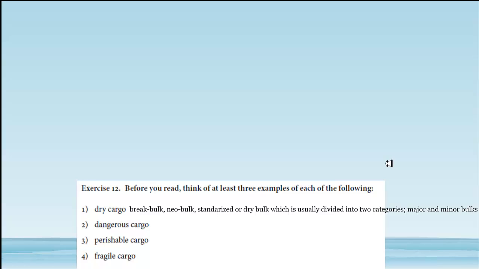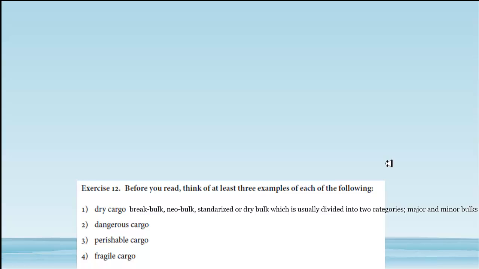One more time, break bulk is when it comes in a container, like a box, or a crate, or a coil, and neo bulk is when it can roll on or roll off a ship, or lift it on and lift it off. Standardized can be containers, so cargo that goes in a crate, goes onto a pallet, then goes into a container, and then off onto a lorry or a truck. And then we have the dry bulk.